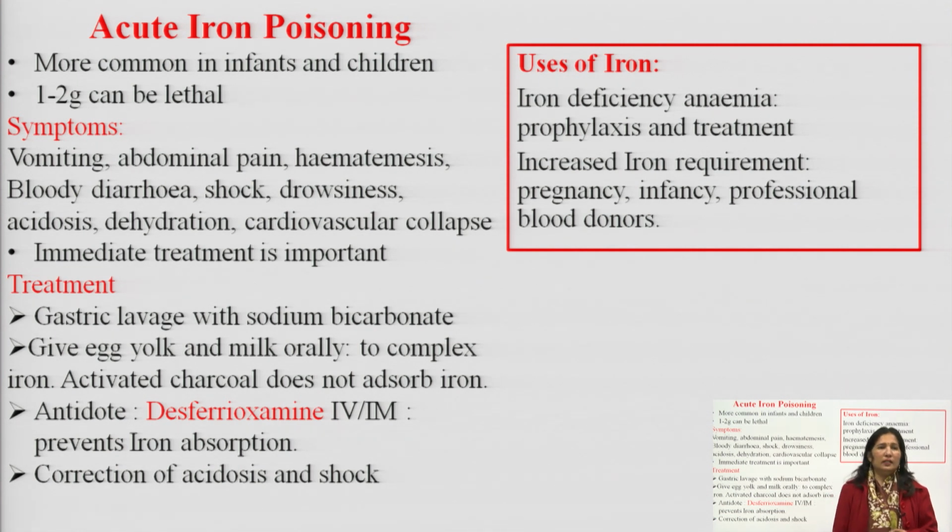Now, what are the uses of iron? Iron is used in iron deficiency anemia, both in the treatment and prophylaxis of iron deficiency. As I told you, iron deficiency anemia is the most common type of anemia and is responsible for morbidity and mortality all over the world. So, iron is used for the prophylaxis, that is prevention, and treatment of iron deficiency anemia.